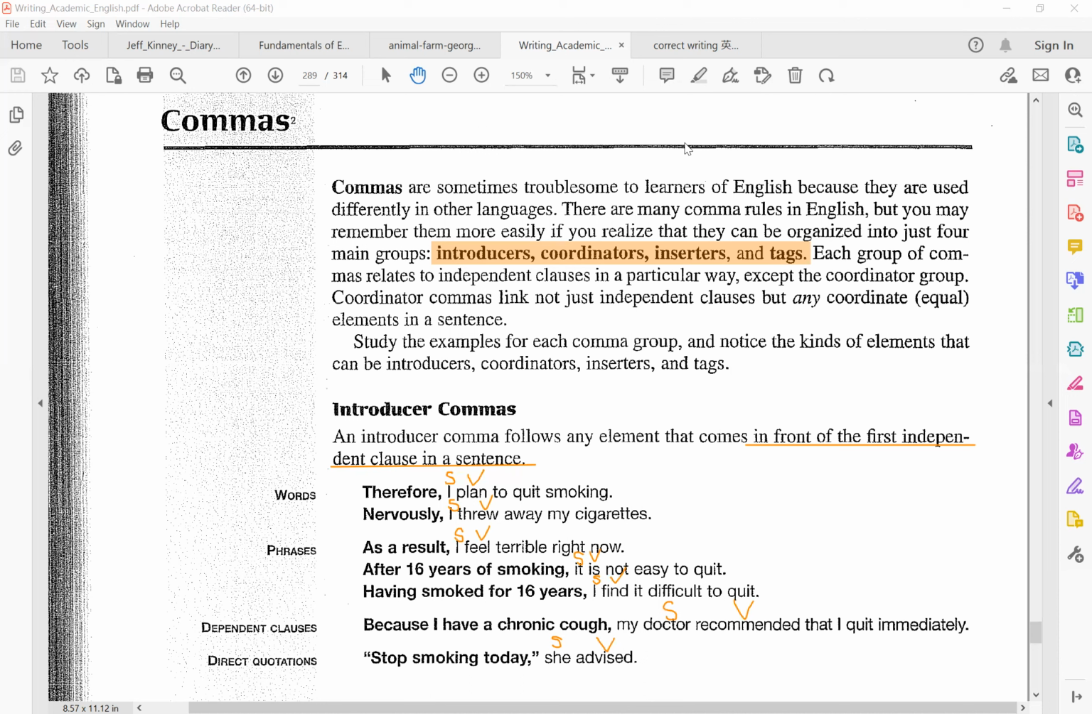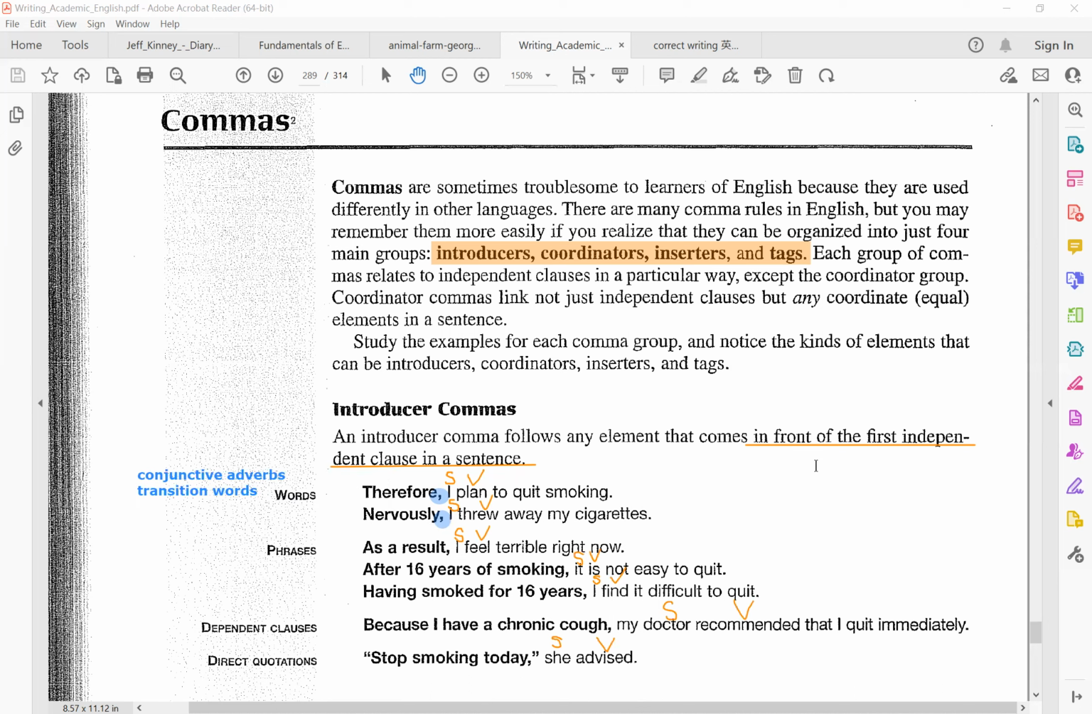So in the first 2 examples, therefore and nervously, these are what we call conjunctive adverbs or transition words. Other words that you would often use a comma after include however, nevertheless, thus, hence, additionally. There is one exception, and that would be then. A lot of times when we want to start our sentence with then, I opened the door, right? We wouldn't use a comma, but that is a rare exception.